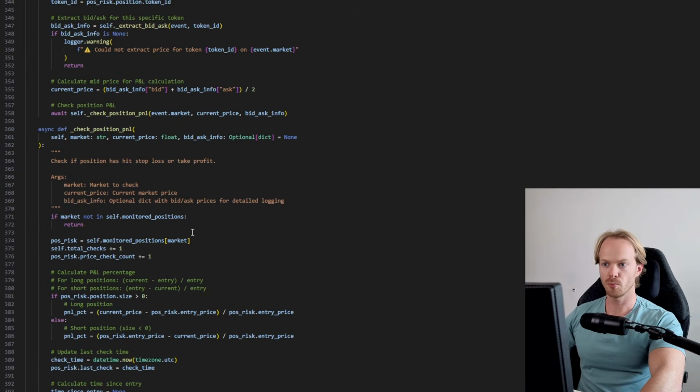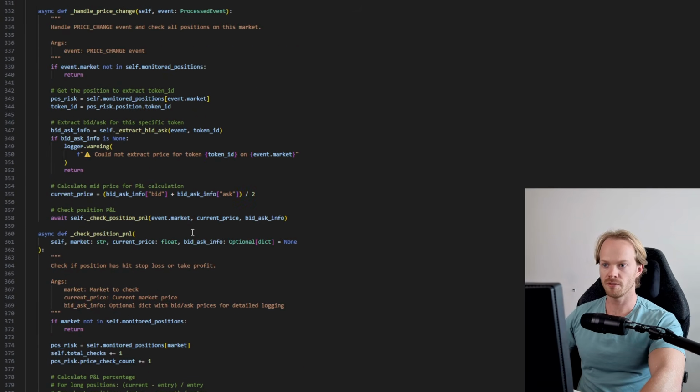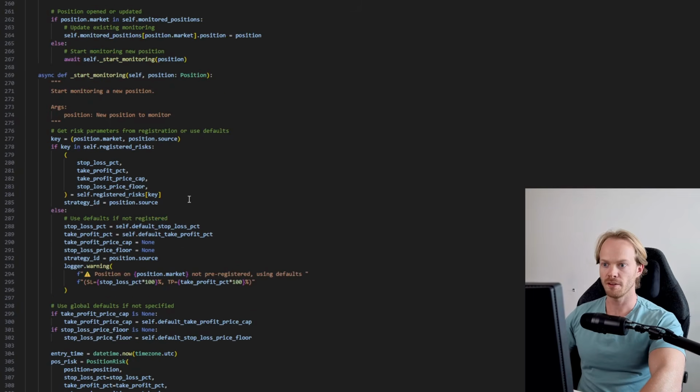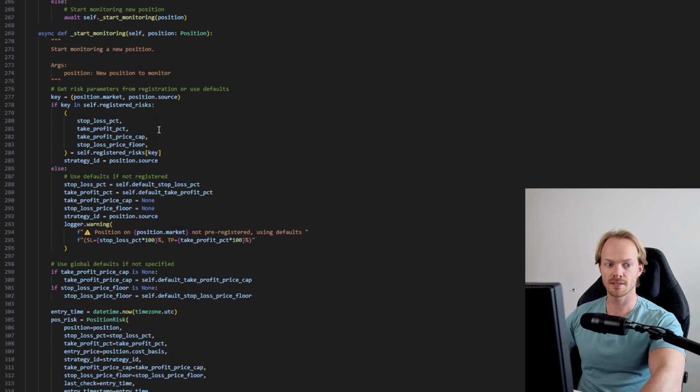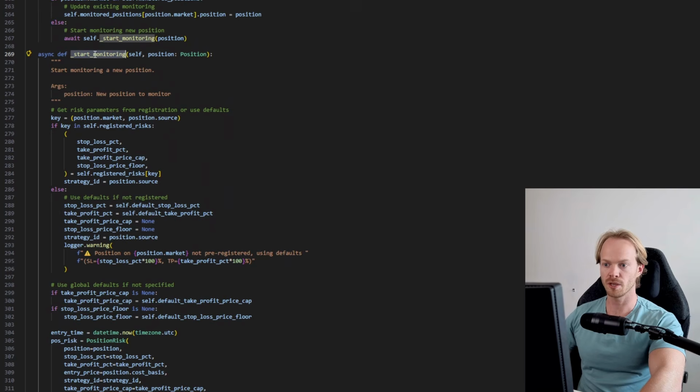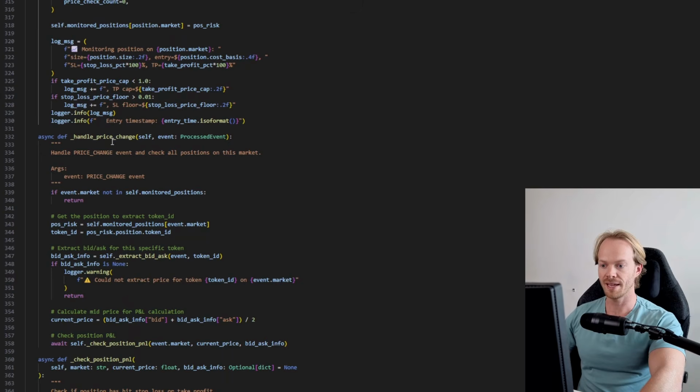So I will just quickly brief you on the position monitor. We have different methods. For example, when we have the position monitor, we have a start monitoring method that basically just starts the monitor, right? And then we have a handle price change. So the position monitor is subscribing to certain events from the event bus. That's the events we get from the user events. You can see how it takes a processed event. If you don't know what I'm talking about now, watch some of my previous videos, because I've explained the architecture of this trading bot in previous videos.